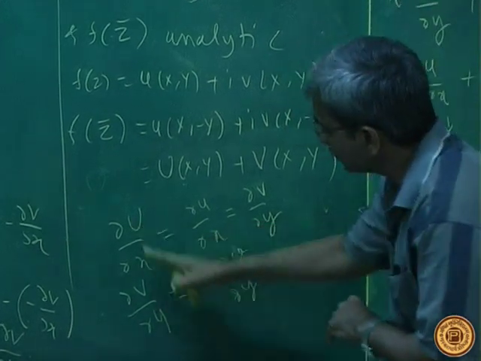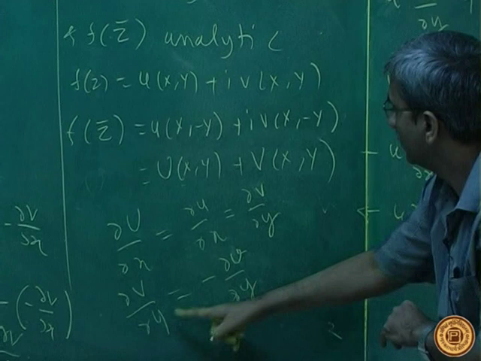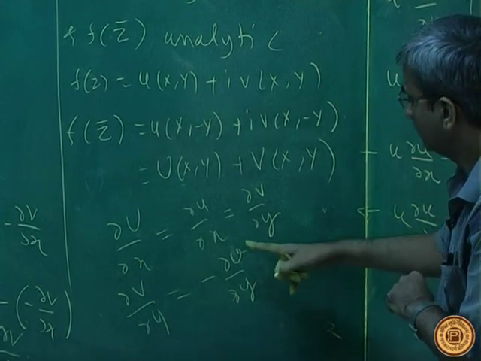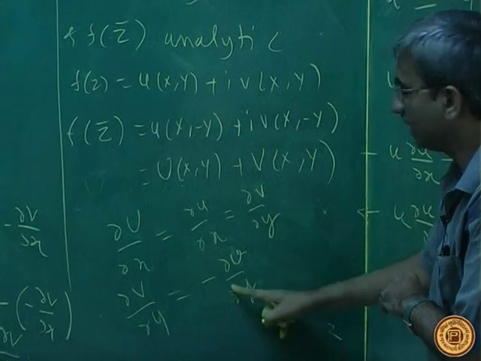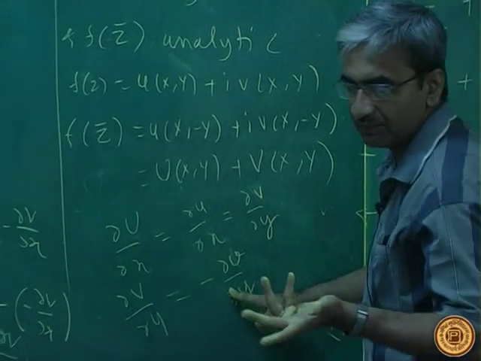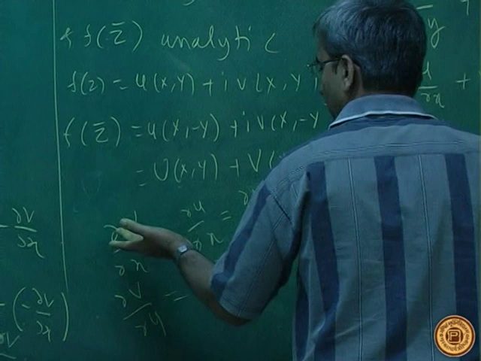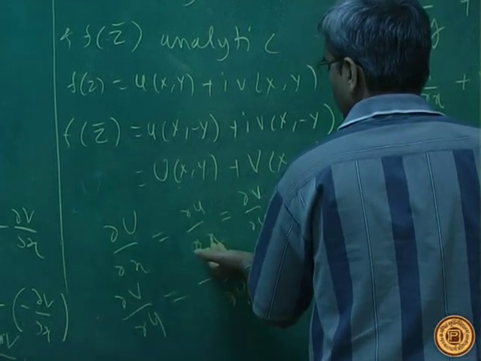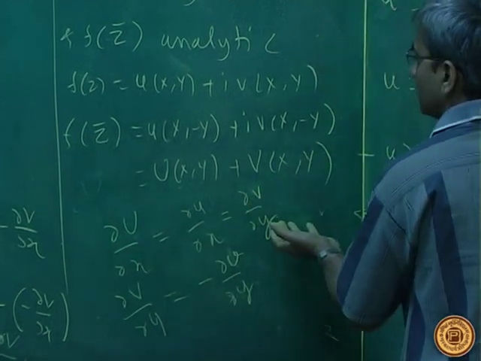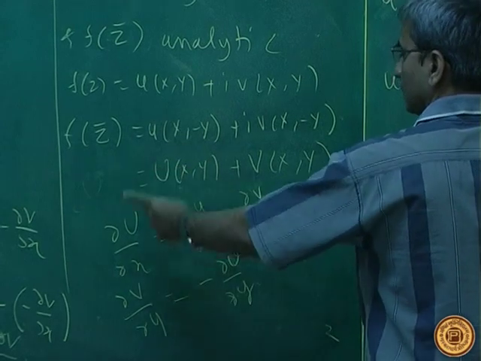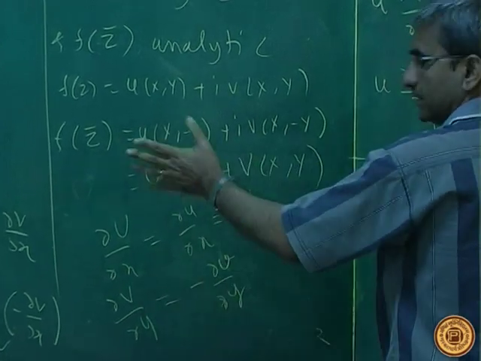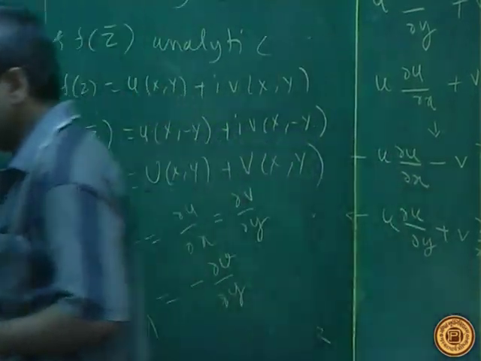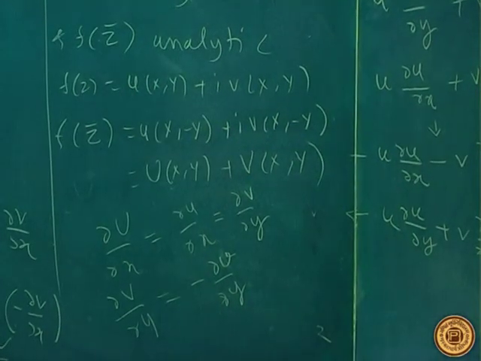So if these two we want equal, then these two are equal. ∂V/∂y is minus ∂V/∂y. That means it must be 0. So ∂U/∂x is 0. So ∂V/∂y is 0. Similarly, if you write the other, ∂U/∂y, then you will get the other two partial derivatives to be 0. So again first order partial derivatives are 0.